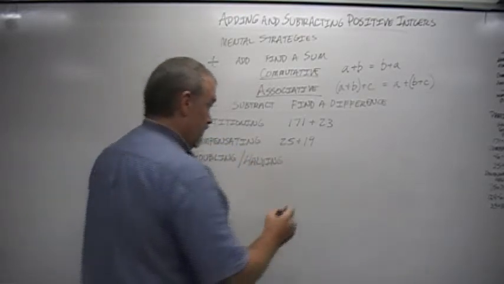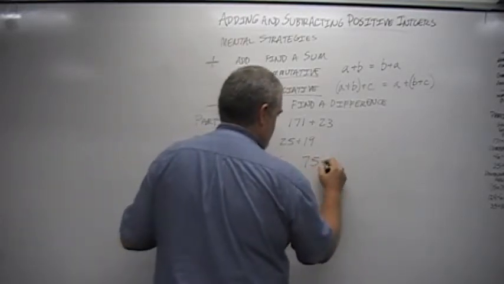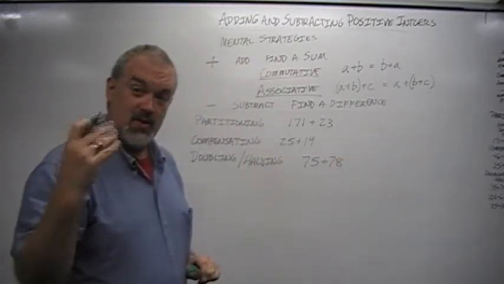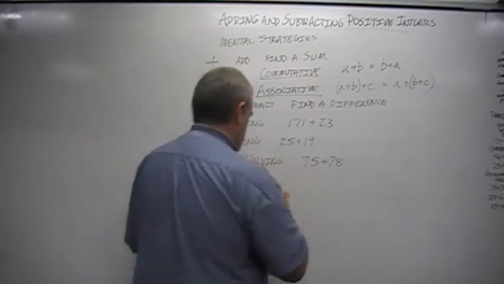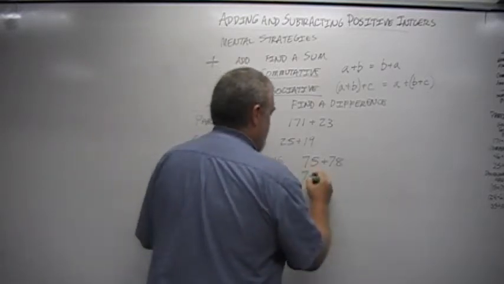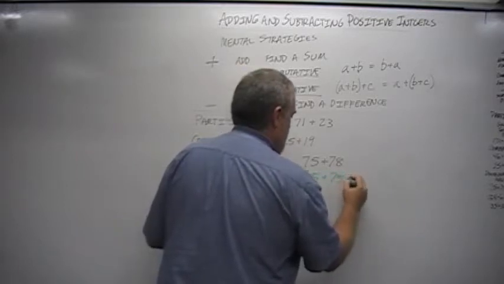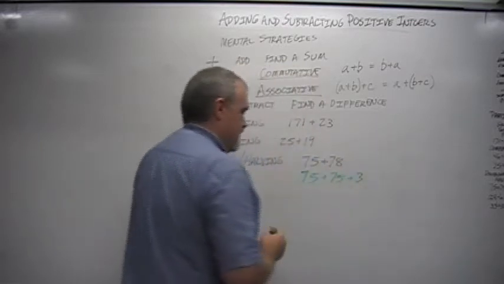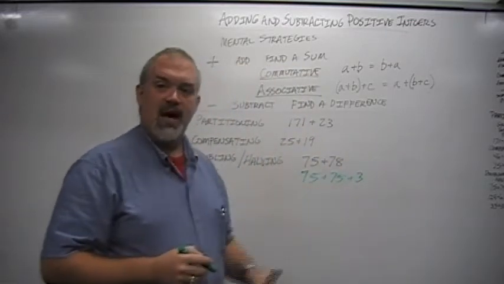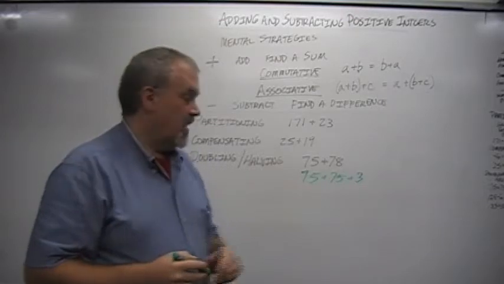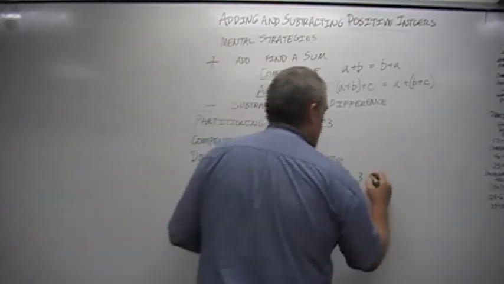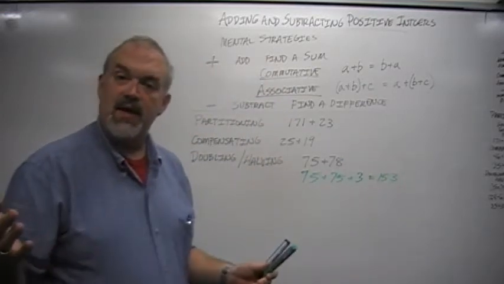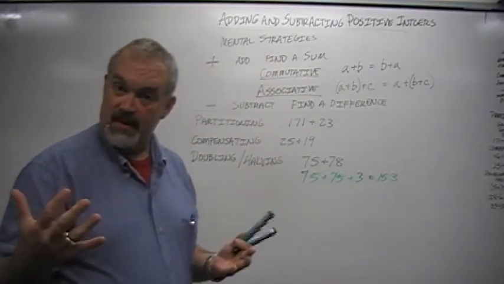Example, 75 plus 78. Now, if you recognize that there's almost a double of 75 there, we can make this instead 75 plus 75, and then we have an additional 3 from that onto 78. 75 doubled is 150, and then I add another 3 to it, and I get 153.